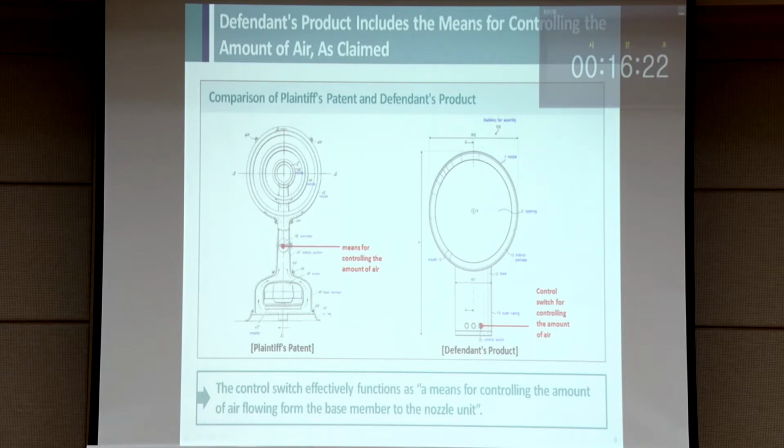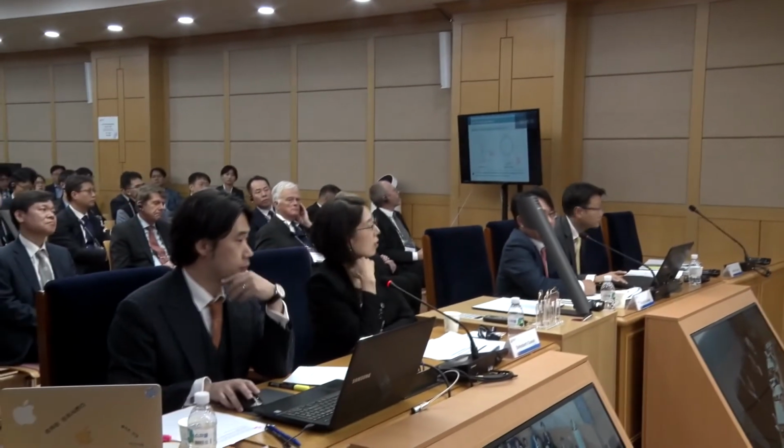Now, after hearing the plaintiff's argument, we will hear the defendant's argument. Thank you. Defendant's counsel, you may argue. Yes, Your Honor.